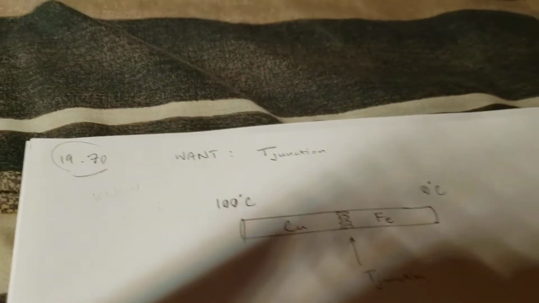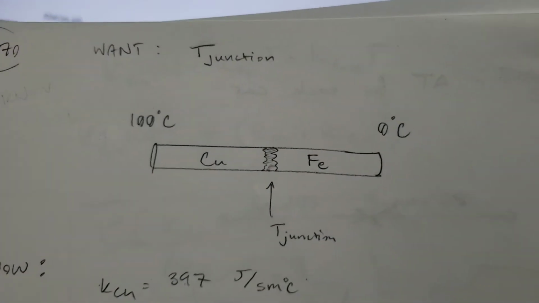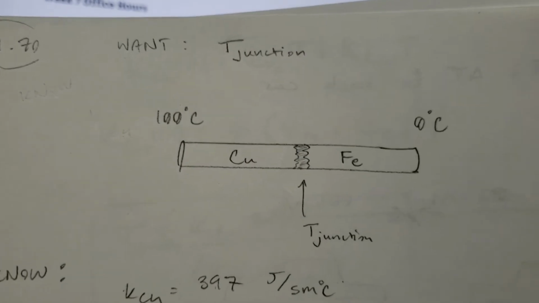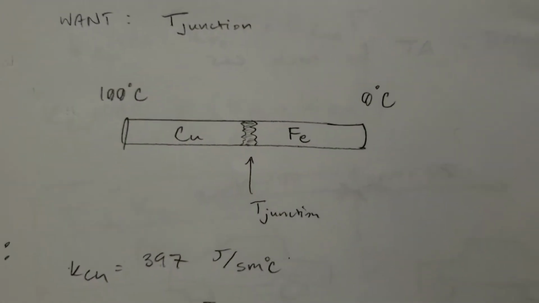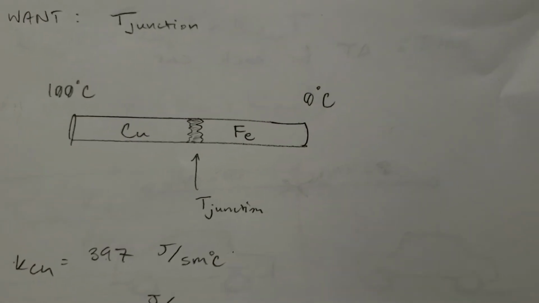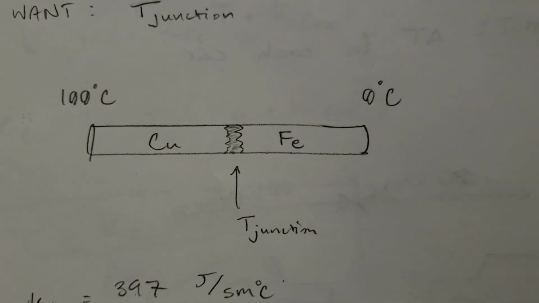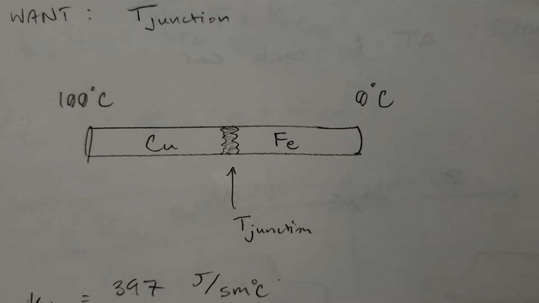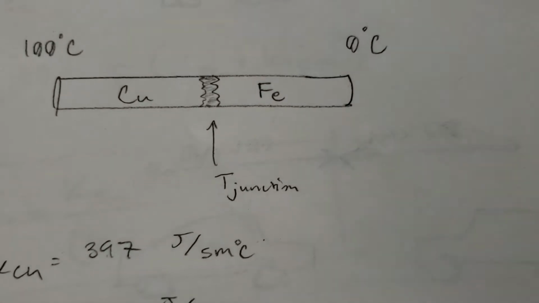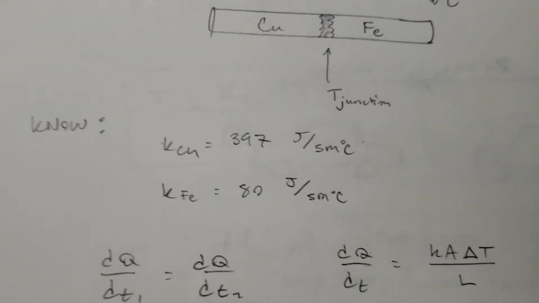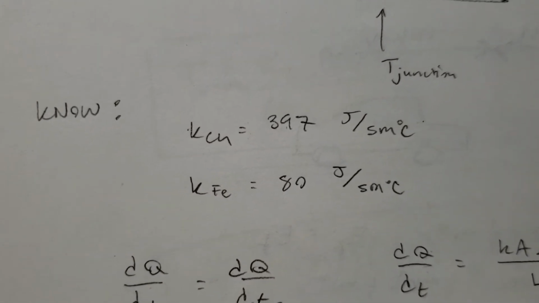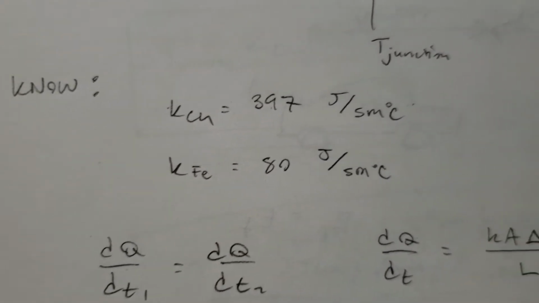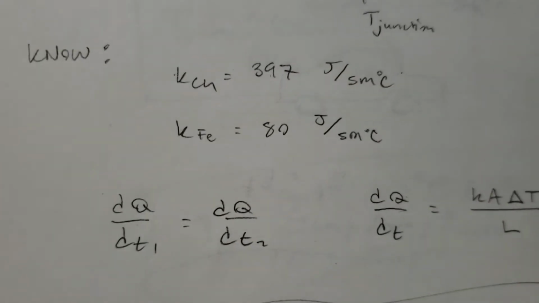Alright, so we're going to start like we always do by writing what we want, which is the temperature at the junction where the rods are joined. In this picture you can see we have the copper rod on the left with the end being 100 degrees and the iron rod on the right with the end being 0 degrees. In the middle, that scribbly part is the welding point where they're joined together, and we're looking for the temperature at that part. Things we know: the constant of heat flow for copper, and the constant of heat flow for iron. We can see copper is a lot more conductive than iron for heat.